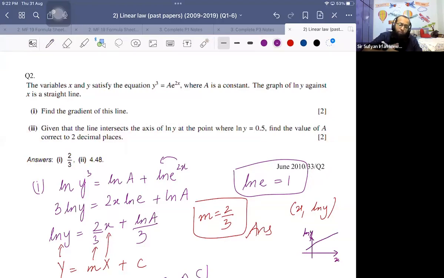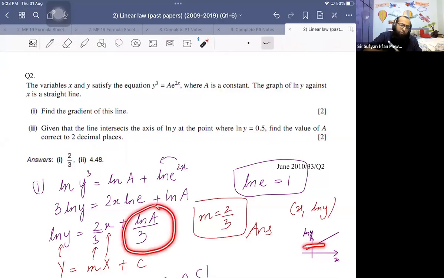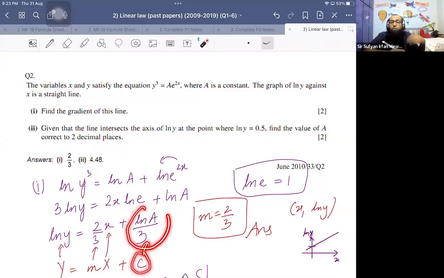You can also do one thing. You know that axis of ln y is basically the ln y intercept. And from here, you know that the ln y intercept is ln a upon 3. If you are going to draw a graph of ln y against x, then the intercept is ln a upon 3. And over here, the intercept given is 0.5. This means ln a upon 3 will be equal to 0.5. You can directly equate as well. मतलब direct equate भी कर सकते हो.